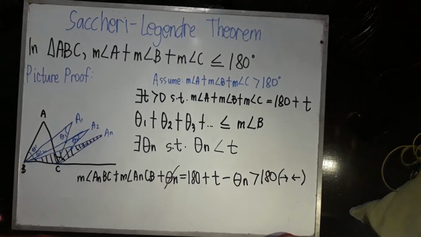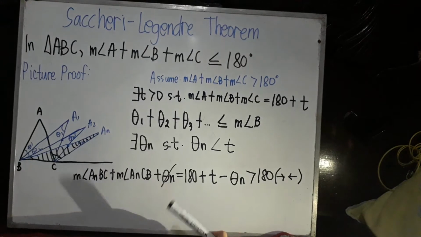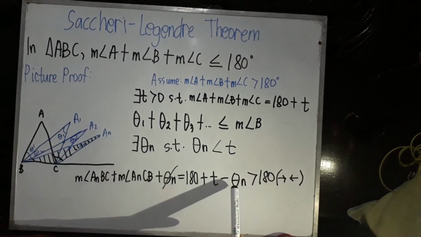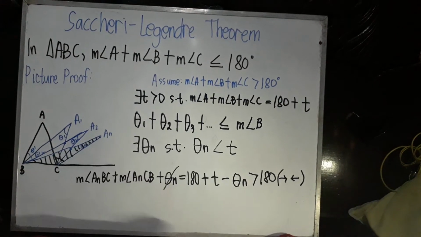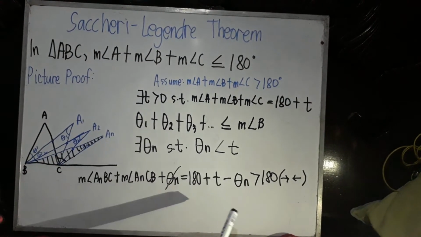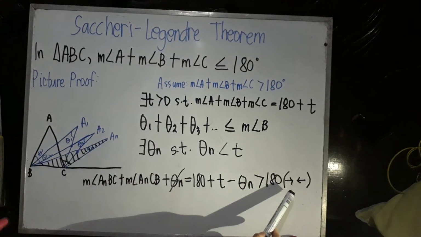Then I'm going to subtract theta n on both sides. We know that t is larger than theta n, so this is going to be positive. So we know that 180 plus a positive number is bigger than 180. So this is a contradiction.